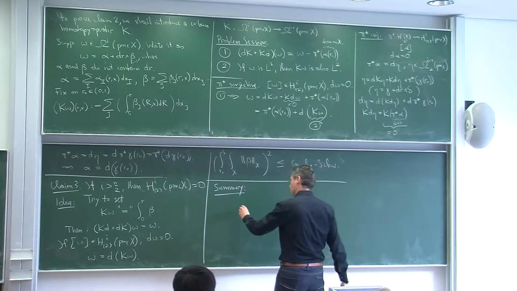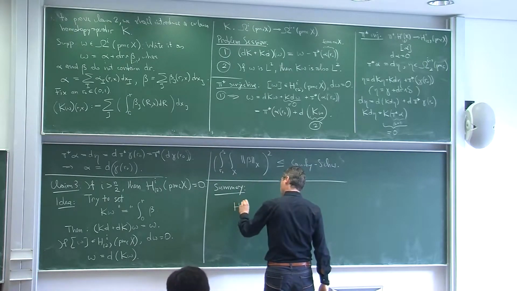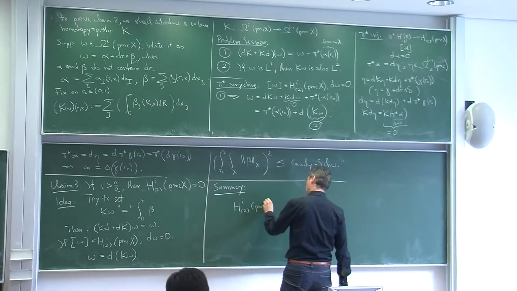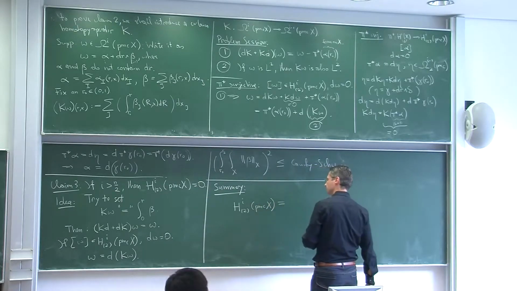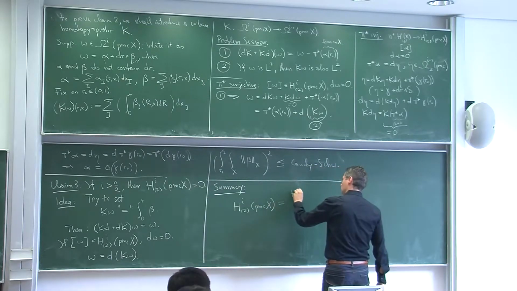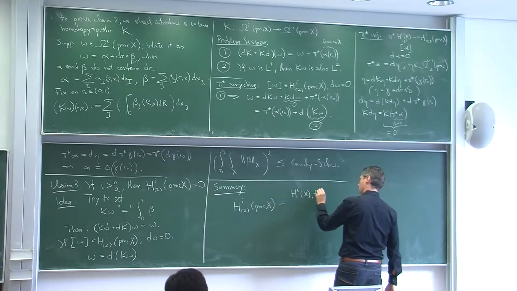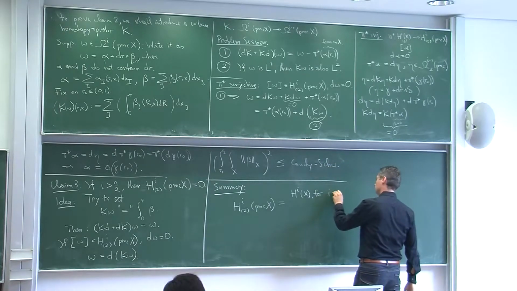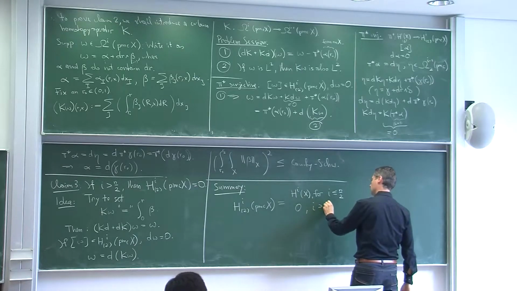So the summary then is the following. The L2 cohomology of a punctured metric cone on a space X is Hi of X when i is less than or equal to n over 2, and it's 0 otherwise.